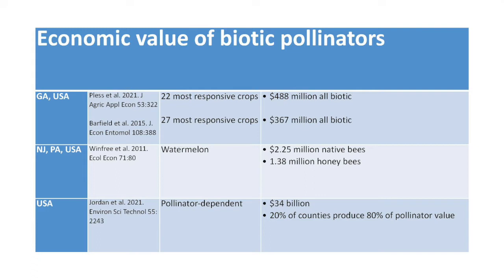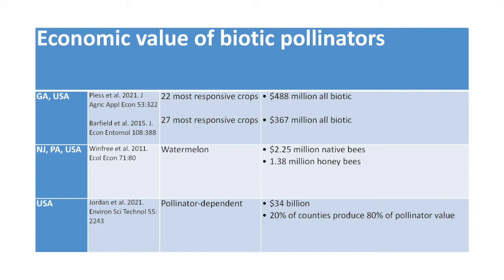This paper right down here that I'm citing is from Penn State, by the way. This Jordan is the author at Penn State. They have a county map that I'm going to show you in a second, and they show that 20% of the counties in the country produce 80% of all that pollinated value. So this is very clumped in its distribution nationally. And then we have a value for watermelons in New Jersey and Pennsylvania, a joint study between Rutgers and Penn State, where they laid the value at honeybees at about 1.3 million and the native bees at 2.25 million. So native bees here are adding more net value to watermelon production in these two states than honeybees.